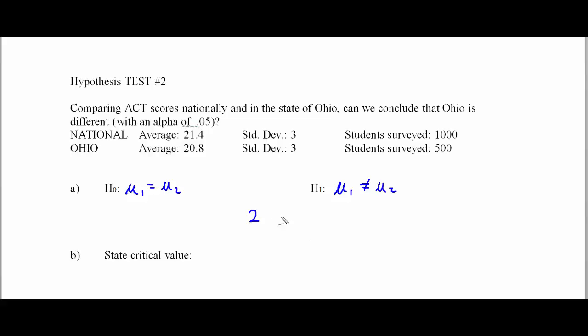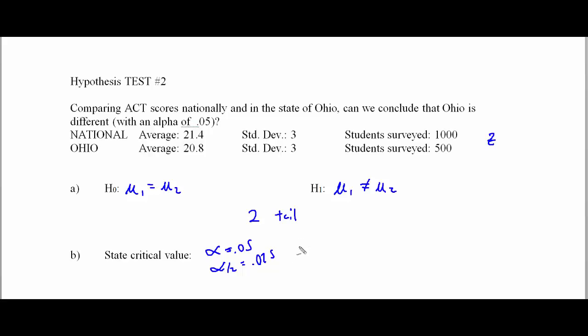This is going to be a two-tailed test, and since the number of students surveyed is well over 30, we're going to use the Z chart for this, and our criteria would be if n was greater than or equal to 30. Well, this clearly meets that. Now what we're going to do is look at the critical value. We have an alpha of 0.05, and since we have a two-tailed test, we are going to look at alpha divided by 2, which is 0.025.